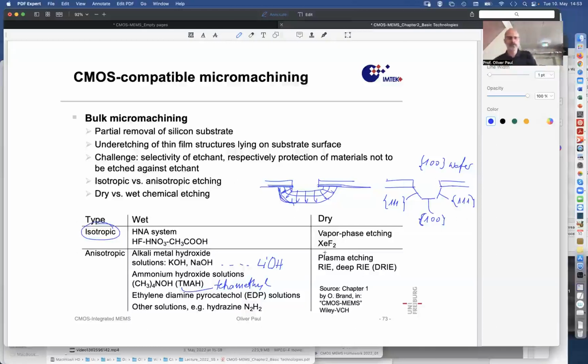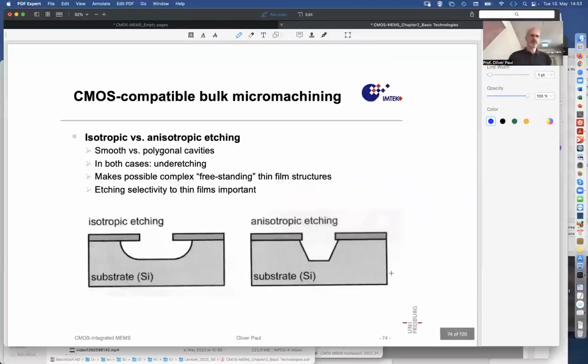Or you do it with plasma support, plasma etching, so-called reactive ion etching, or deep reactive ion etching, for deeper distances, it can be used. So here are these two examples. Again, left you see isotropic, right, anisotropic etching.